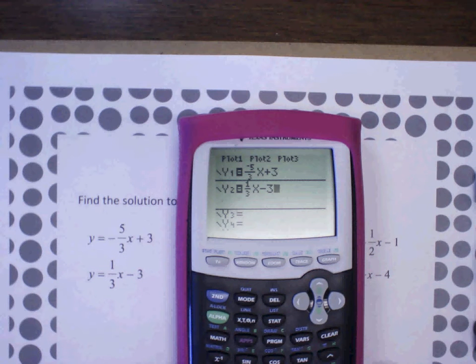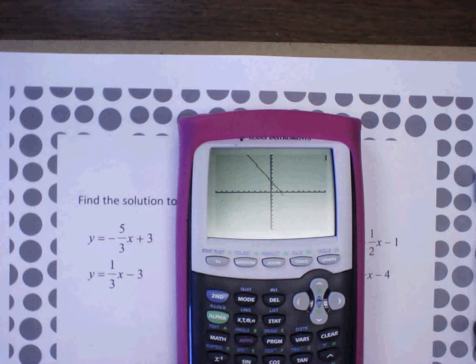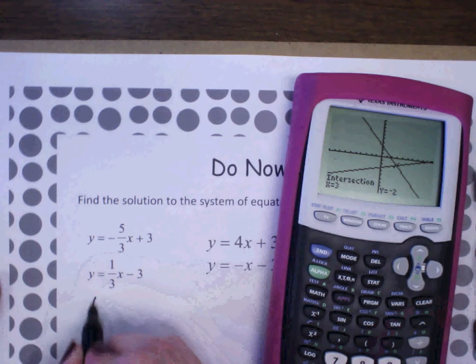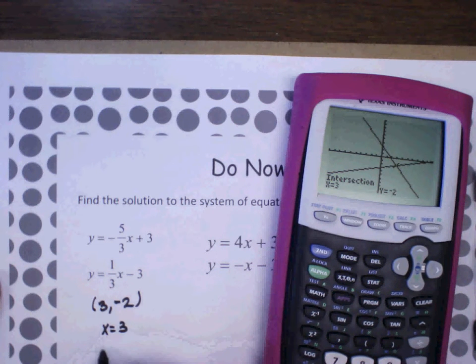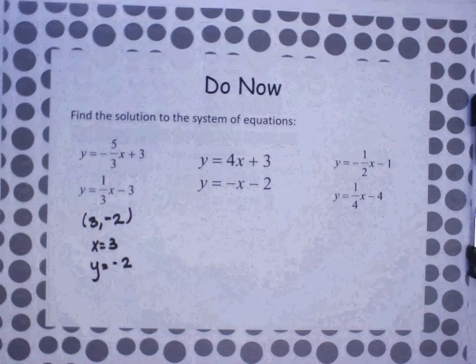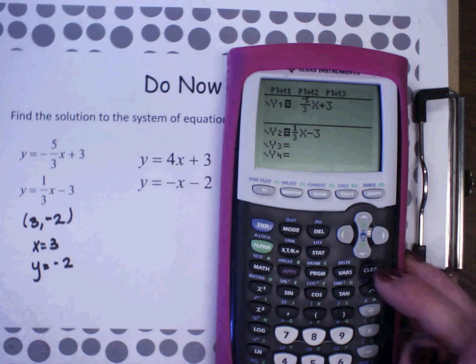All right, so negative 5/3 x plus 3 and 1/3 x minus 3. And we're going to calculate the intersection. 1, 2, 3. And that would be 3 and negative 2. So x equals 3, y equals negative 2. Yay? All right, let's go to the next one.